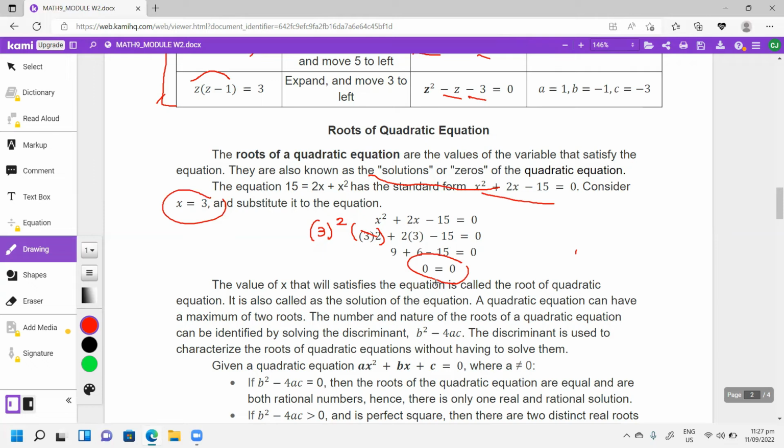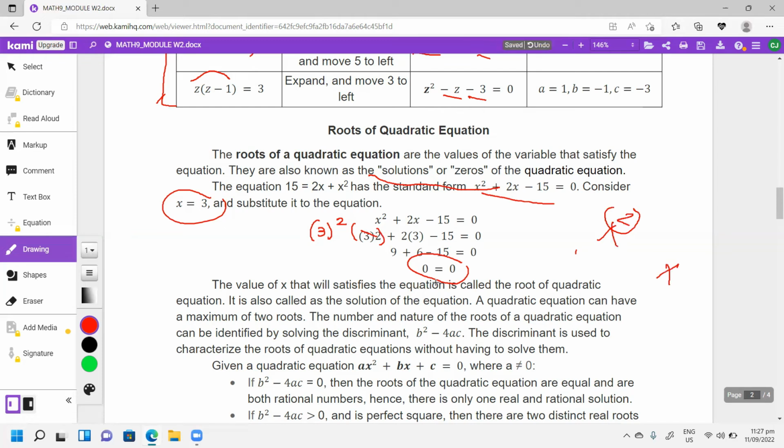So the value of x that will satisfy the equation is called the root of the quadratic equation. It is also called the solution of the equation. A quadratic equation can have a maximum of 2 roots. Why a maximum of 2 roots? Because the quadratic equation has an exponent of 2. So the highest exponent is also the highest number of roots.